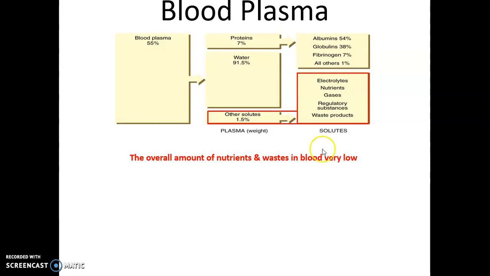And this is all the electrolytes, the nutrients, the gases like oxygen and carbon dioxide, waste products, and so on. The things we think of as being the most important materials carried in blood. And the reason for this is because, of course, the blood's constantly delivering these materials to wherever they need to be. So overall, there's not a lot of them in the blood at any given time.